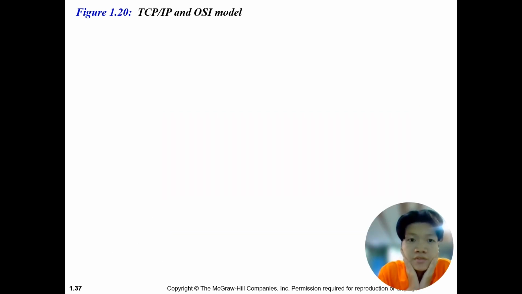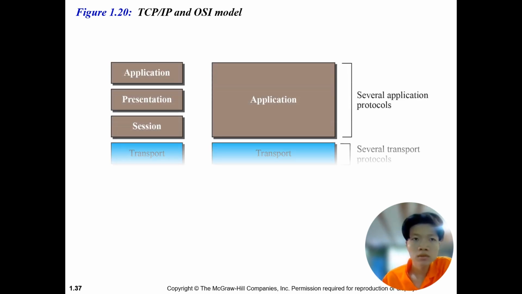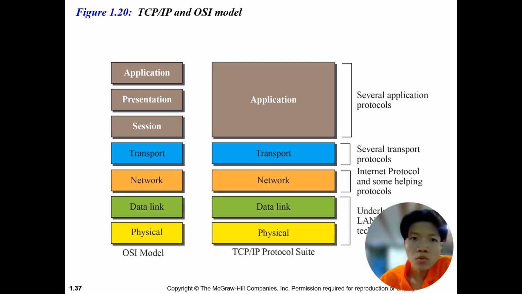This is a difference between the TCP/IP and OSI models. The OSI model consists of 7 layers, and each layer has specific functions and responsibilities, while TCP/IP has 5 layers.